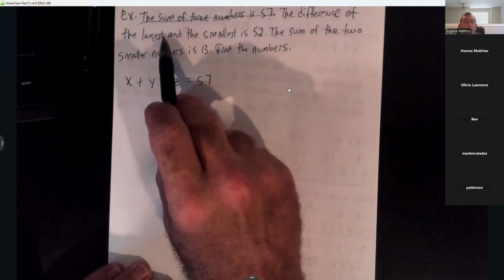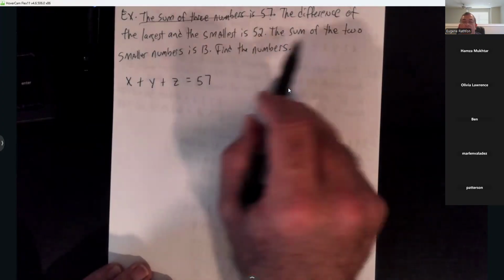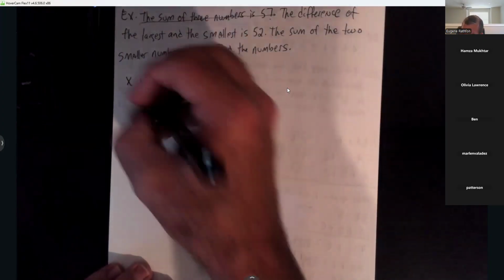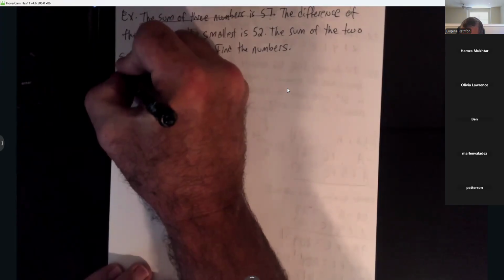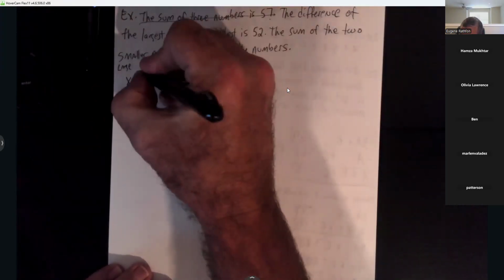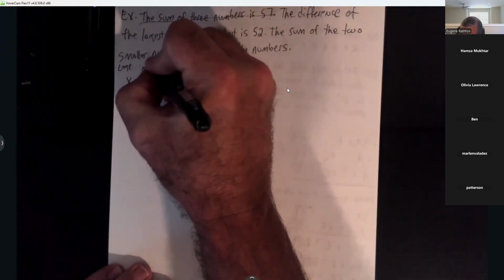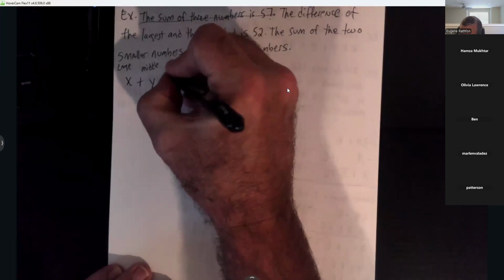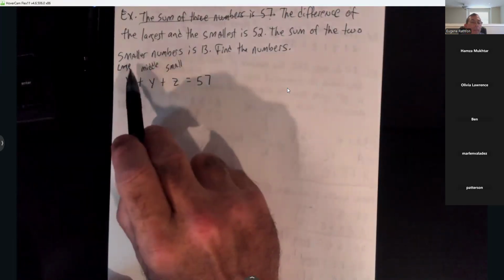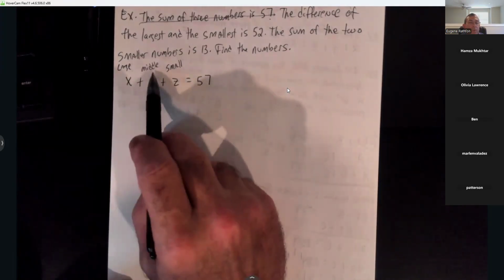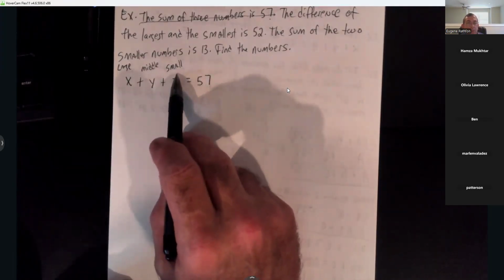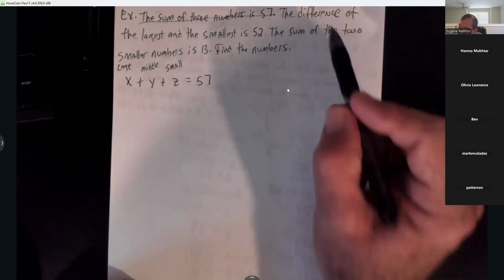Now here's a little trick I do. Because they're talking about large and small numbers, two smaller numbers, here, x is going to be my largest number, y will be the middle number, and z will be my smallest number. That way I can put all my large numbers, all my medium numbers, and all my small numbers.